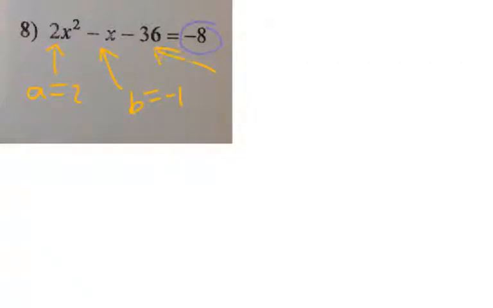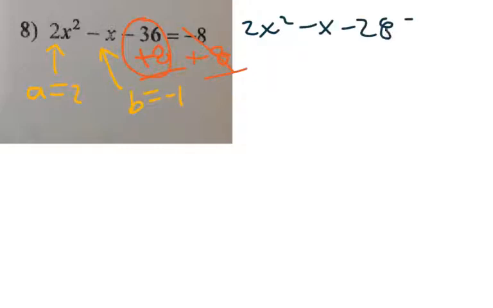So before I know what my c is, I've got to add 8 to both sides. So remember this, guys. You need it to equal 0 or you can't use the quadratic formula. So notice negative 8 plus 8 is 0. And right here, I'm going to end up with this: 2x squared minus x minus 28 equals 0. So therefore, my c is negative 28.